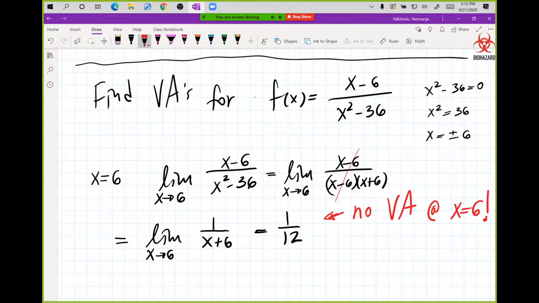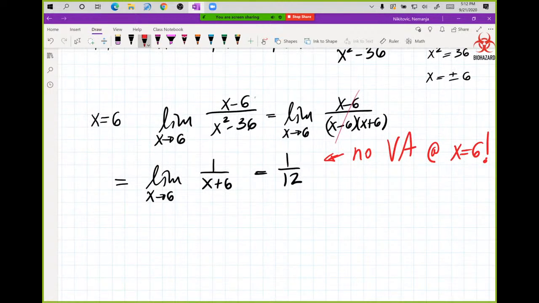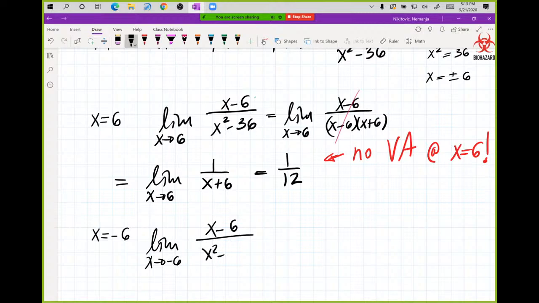So it's not enough for you to set the denominator to 0 and get the points. You have to do the limit. These problems are done by the limit. And now we check negative 6. That's going to be the same limit. Now x goes to negative 6, and you still have your same problem, and you solve it the same way.